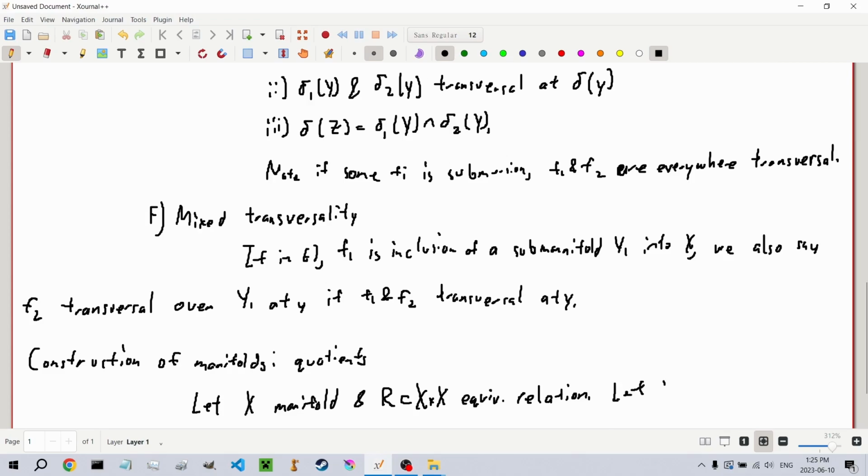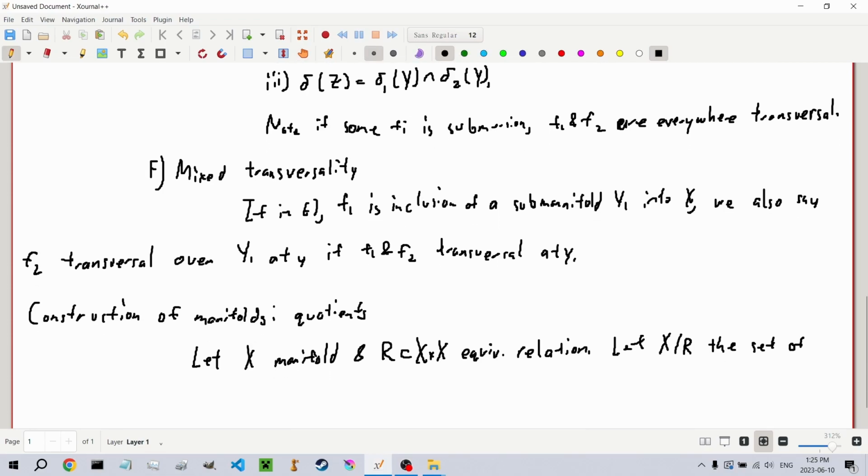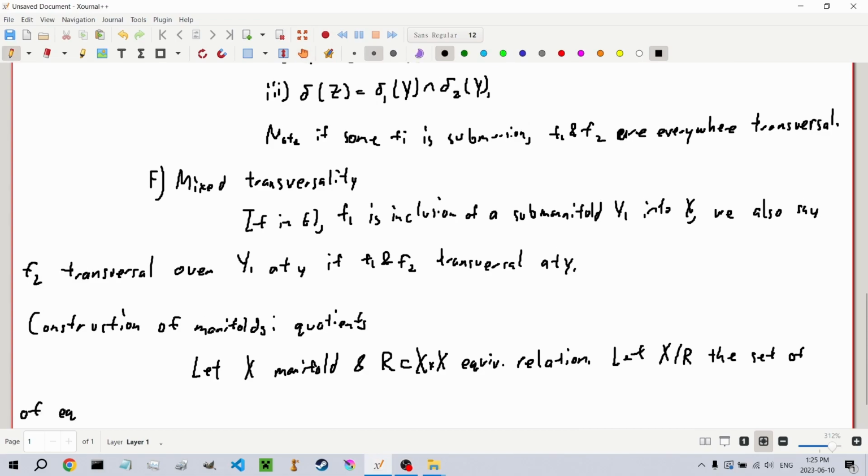So we're going to let X over R be the set of equivalence classes of elements of X under R, and let P, the map from X to X over R, be the projection you'd expect.